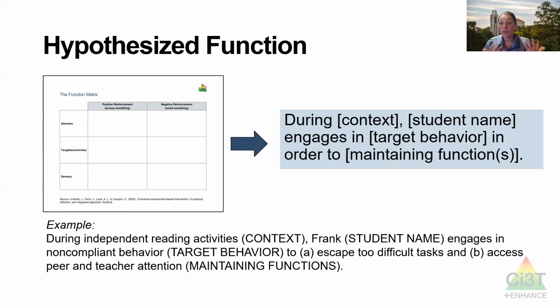So you're able to say, during independent reading activities, which is the context, the student, Frank, engages in non-compliant behavior. And why? He does that to escape too difficult tasks and to access peer and teacher attention. So those are the two functions. That is why this behavior is happening.